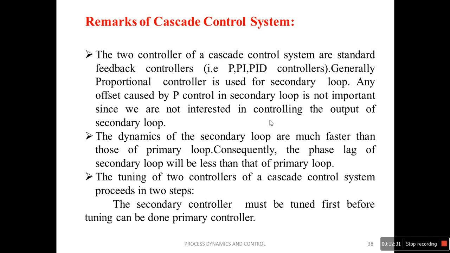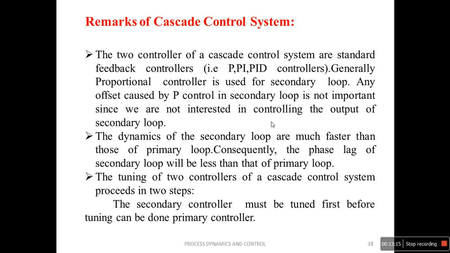And finally, we are going to conclude this cascade control system with some small remarks. So as we know, this cascade control system has two controllers, one is the primary controller and the other is the secondary controller. These two controllers are standard feedback controllers only, that are proportional integral derivative controllers only. So which controller do we have to use for the primary and secondary controller? Generally it is better to use a PID controller for both, but for cost reasons it is enough to use a proportional controller as the secondary loop.